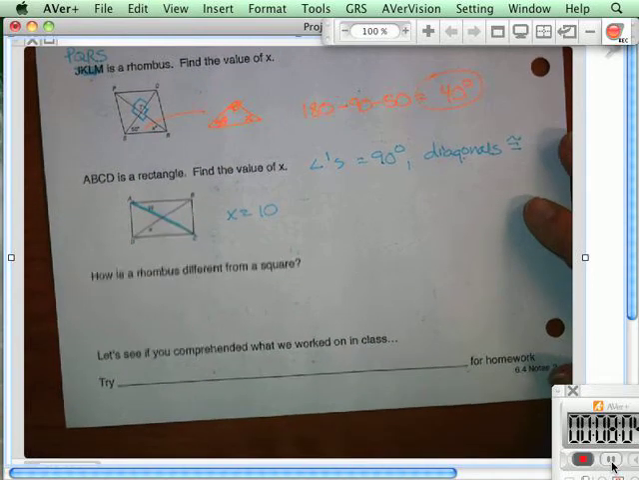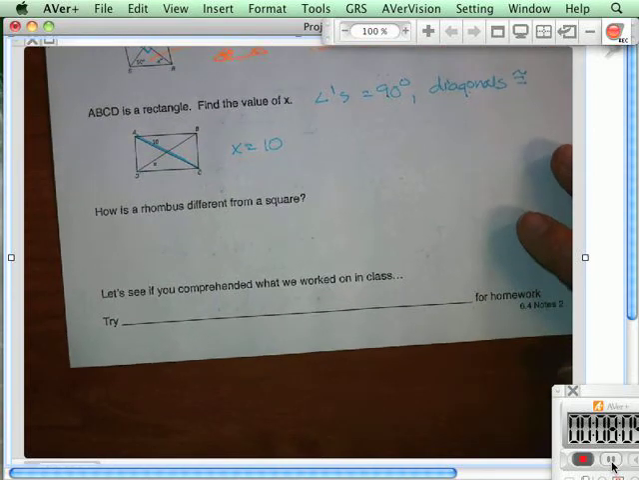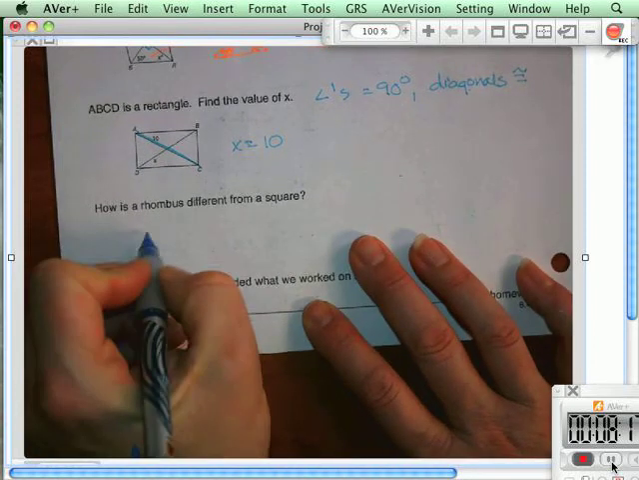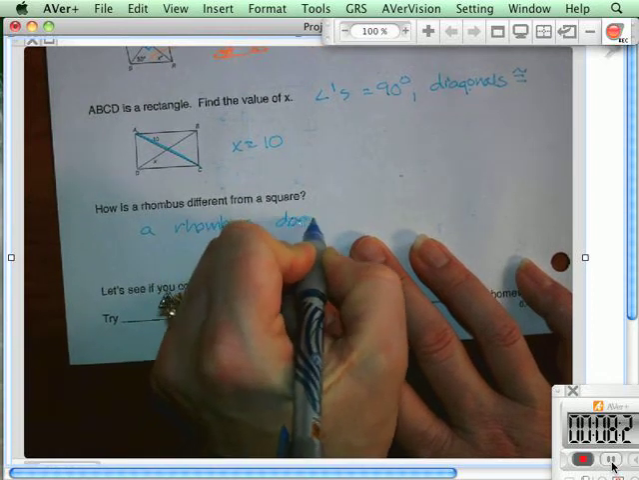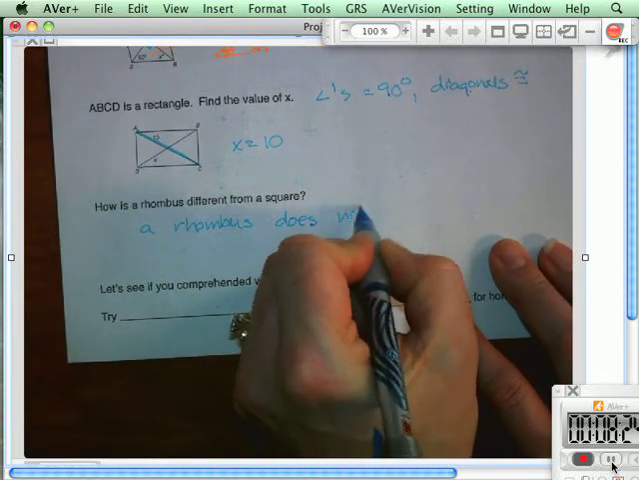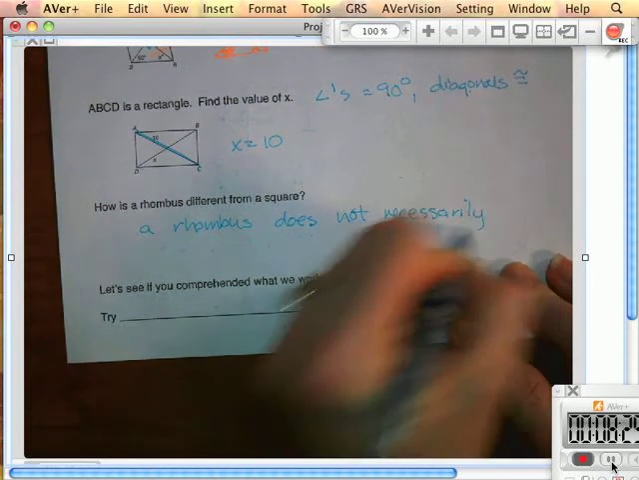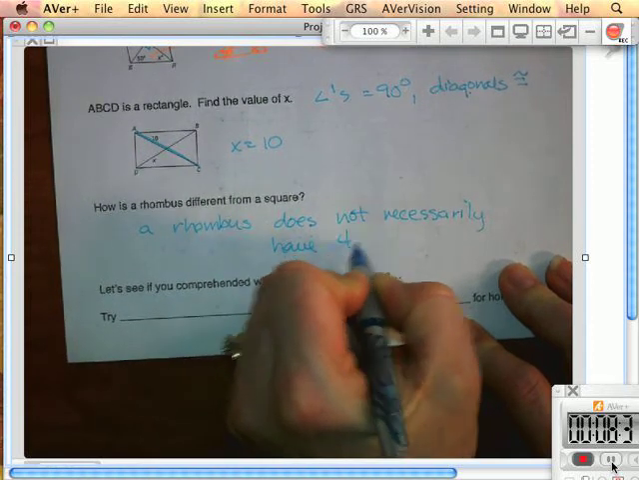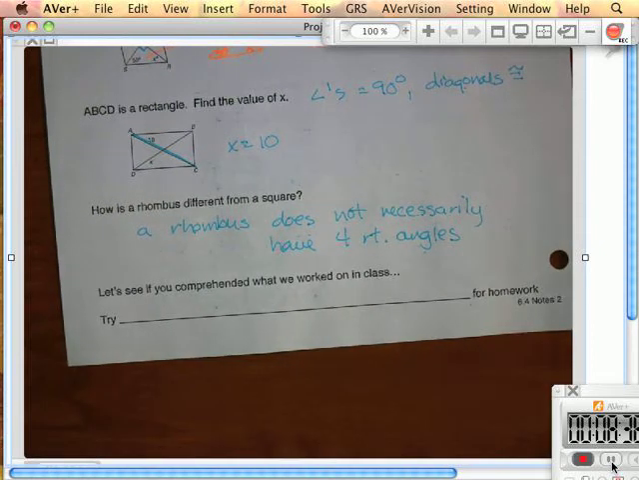How is a rhombus different from a square? We don't know anything about the angles, right? We don't know that the angles are 90 degrees. So you could write it as a rhombus does not necessarily have 4 right angles. Could a square be called a rhombus? It could be. Okay.